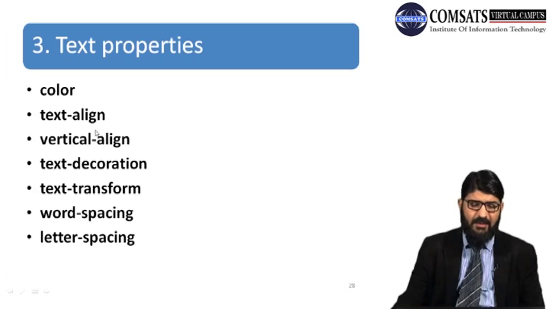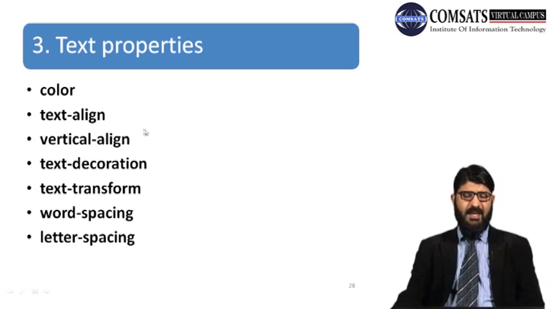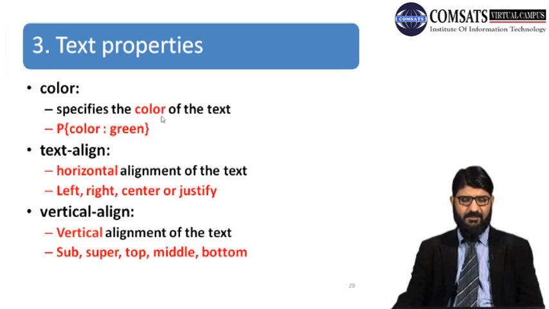Text properties. There are some other most common text properties which are color, text alignment, vertical alignment of the text, text decoration, text transformation, and similarly word spacing and letter spacing. Let's consider these text properties one by one accordingly. Color.